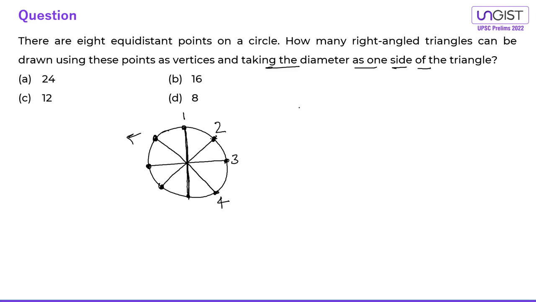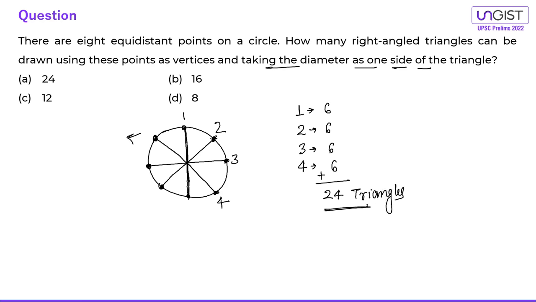So corresponding to the first diameter, we have 6 triangles. Corresponding to the second diameter, we also have 6 triangles. Corresponding to the third diameter, we also have 6 triangles. And corresponding to the fourth diameter, we also have 6 triangles. So total we have 6 plus 6 plus 6 plus 6, we have 24 triangles. All right everyone, total 24 triangles will be possible, so option A is the correct choice. All right, now let's move to the next question.